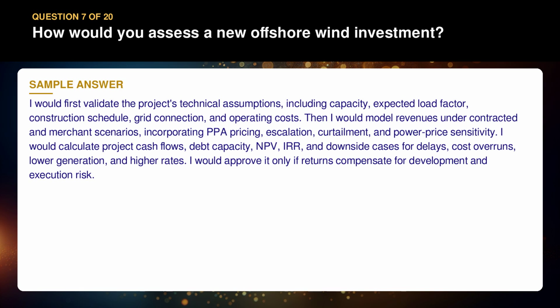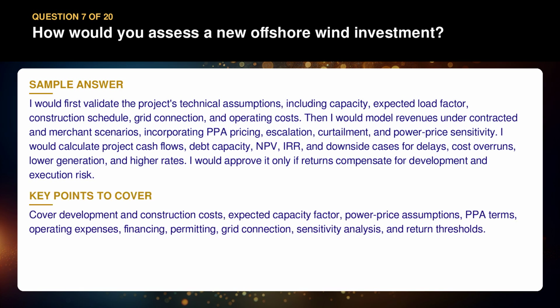I would calculate project cash flows, debt capacity, NPV, IRR, and downside cases for delays, cost overruns, lower generation, and higher rates. I would approve it only if returns compensate for development and execution risk. Cover development and construction costs, expected capacity factor, power price assumptions, PPA terms, operating expenses, financing, permitting, grid connection, sensitivity analysis, and return thresholds.